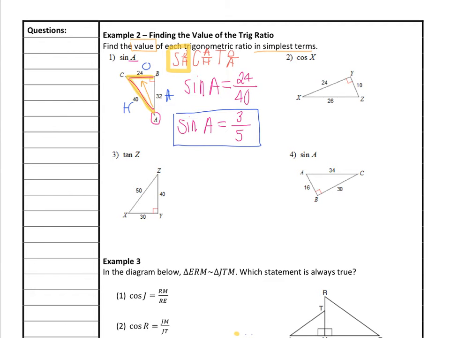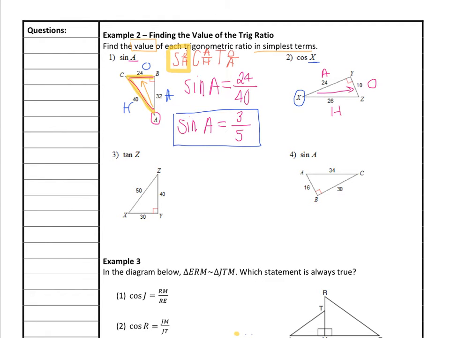All right, let's try this cosine one. So this time we're looking at the cosine, and we're going to focus on the cosine of x. So again, the first thing I'm going to do is circle my angle and label my sides. So opposite of x is 10. So that's my O. Hypotenuse across from the right angle is my H. And then the leftover side here, this is going to be my A. So I have my 3 sides labeled.